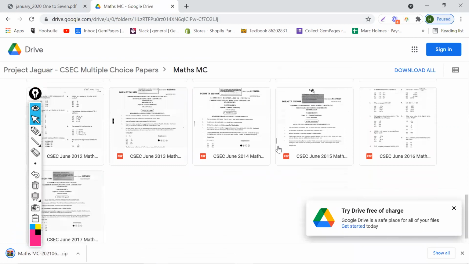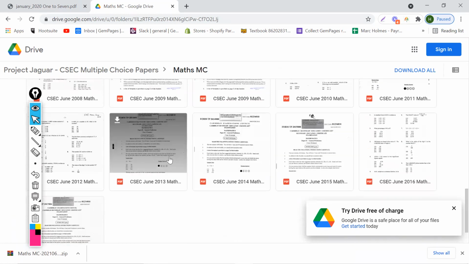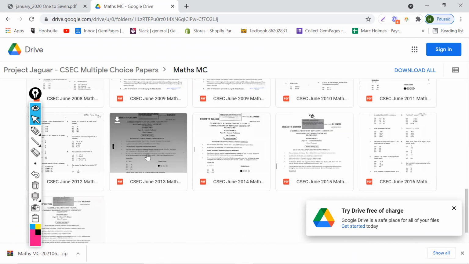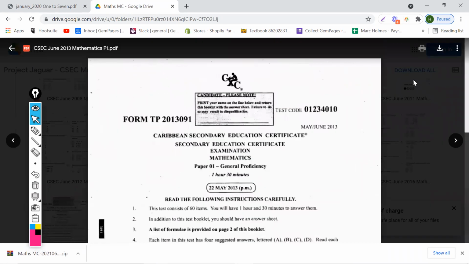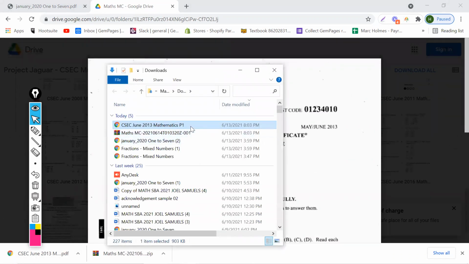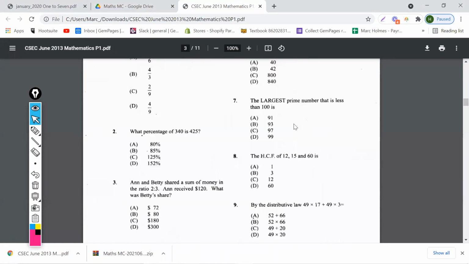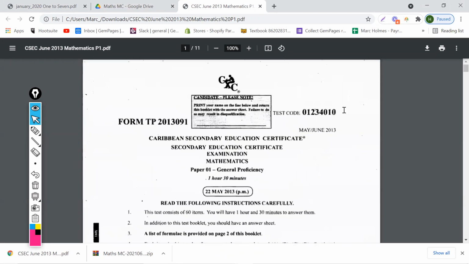Which one should I give you guys? I think I gave you 2016 already and 2017 already. Let me give you 2013. Yeah, let me give you guys a paper to do. Okay, so I'm going to give you this paper to do as practice for homework. And yeah, nice.